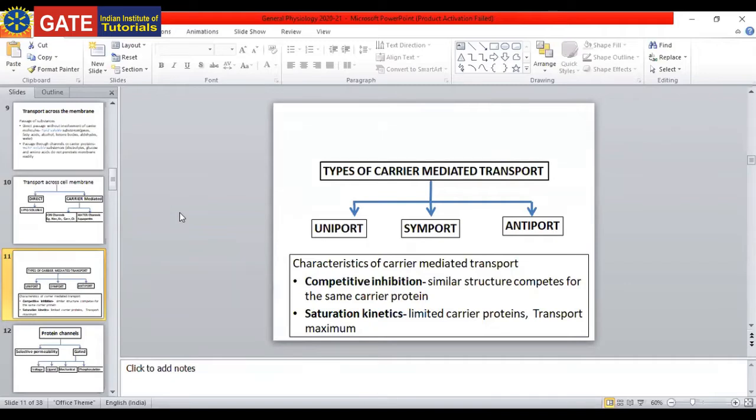Next, we have a limited number of carrier proteins. So once the carrier proteins are all bound, beyond that there will not be any transport, which is called saturation. Is that clear? So this is the difference between the transport where you do not involve the carrier protein and where you involve the carrier protein.